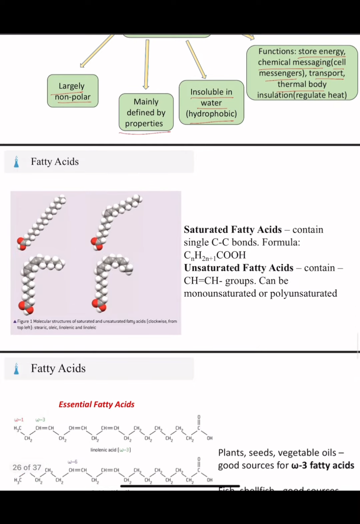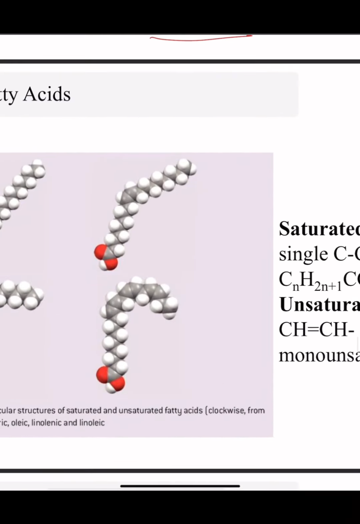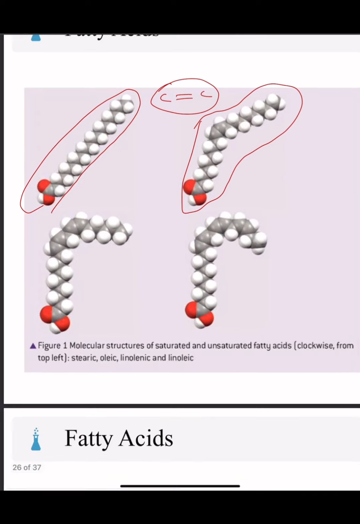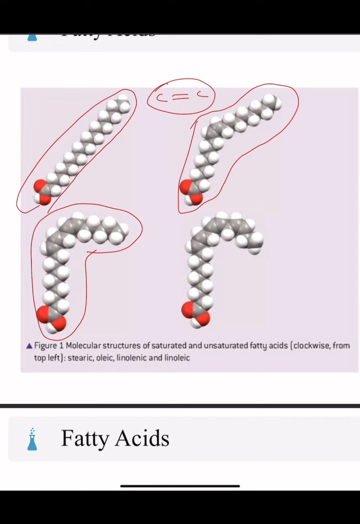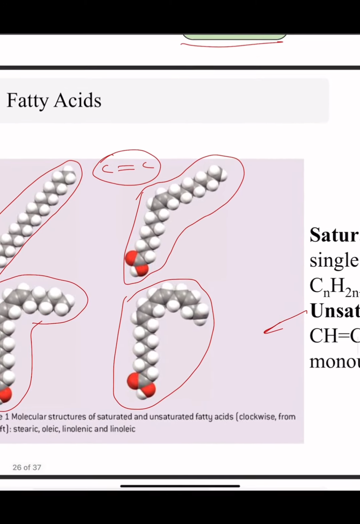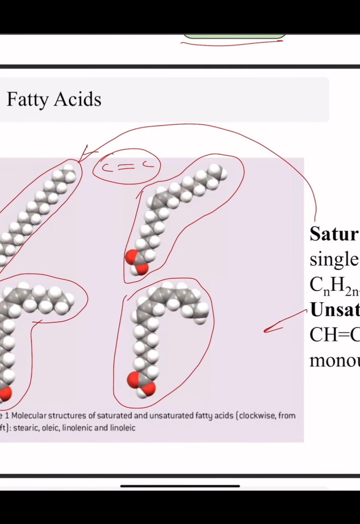Now, when you have saturated fats, they don't have any double bond in them, and that's why they are looking straight. But when you have unsaturation, meaning that you have a double bond, there is going to be a bend in the structure. Okay, so as you see the bent structures, they are all unsaturated fats, while the saturated one is the one that is in here.